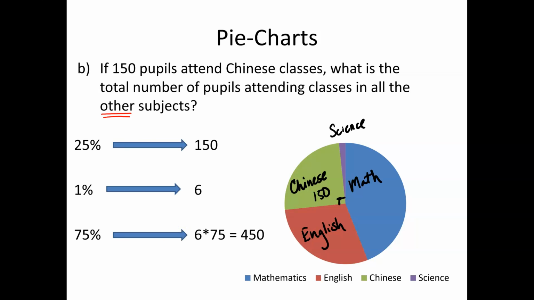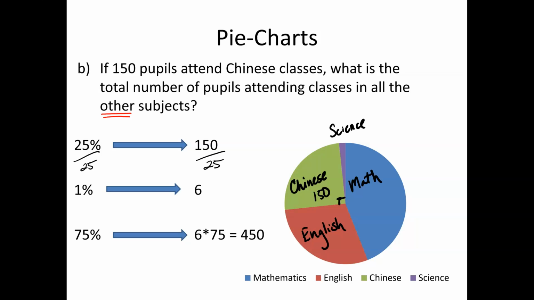So using unitary method, we'll assign 150 pupils to 25%. We'll take that down to 1% by dividing both sides by 25. Here's what we're doing here. And then we want to find for 75% to be able to properly answer our question. So we're going to multiply 6 times 75, and that's going to give us 450 pupils.